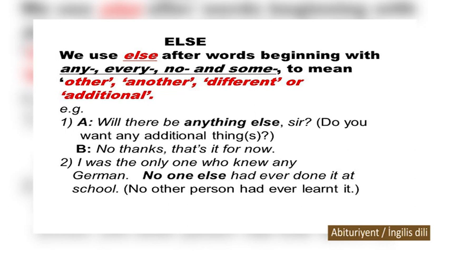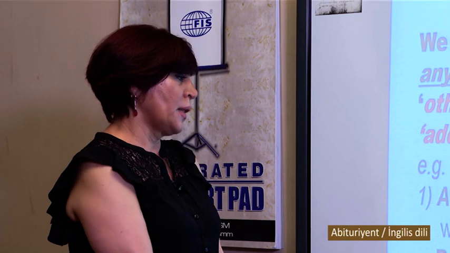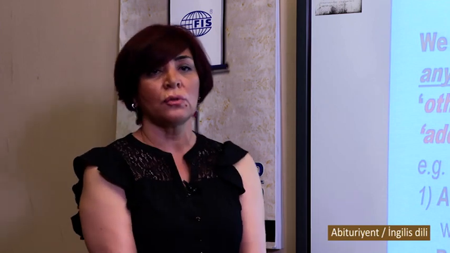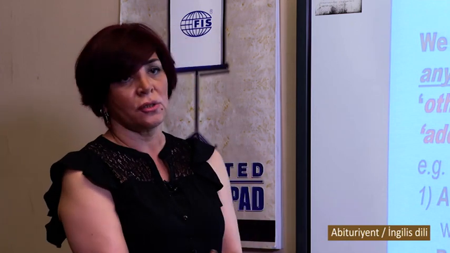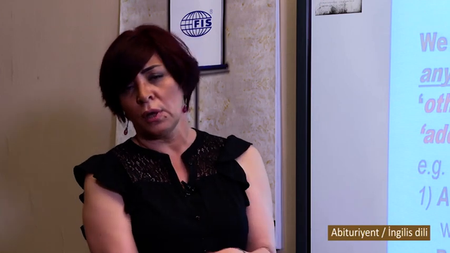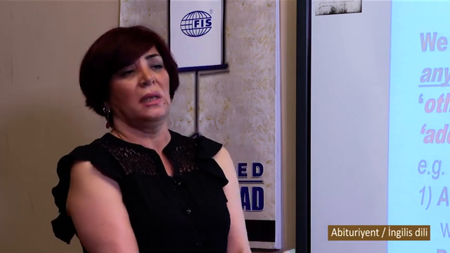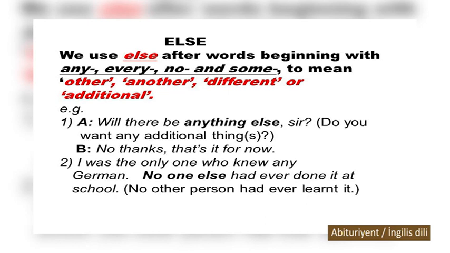Remember it. For example, here is a very short dialogue between A and B. Will there be anything else, sir? It means, do you want any additional things? And what about your answer? No, thanks. That's it for now. It means that I don't want anything else, or I don't want any additional thing, or any additional coffee, or any additional meal.